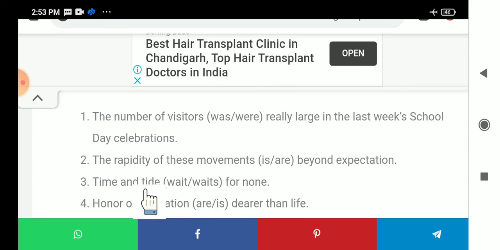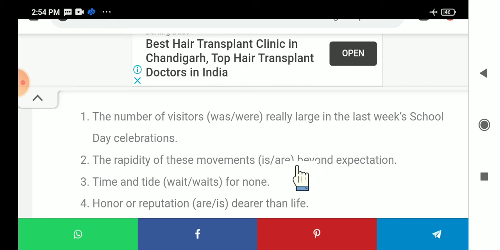Understood? Now comes question number 2. The rapidity of these movements dash is or are beyond expectation. So what is the answer? The rapidity of the movement is beyond expectation. If is taken into simple past, then it becomes was. Was can also be considered as an answer, or is can also be considered as an answer.